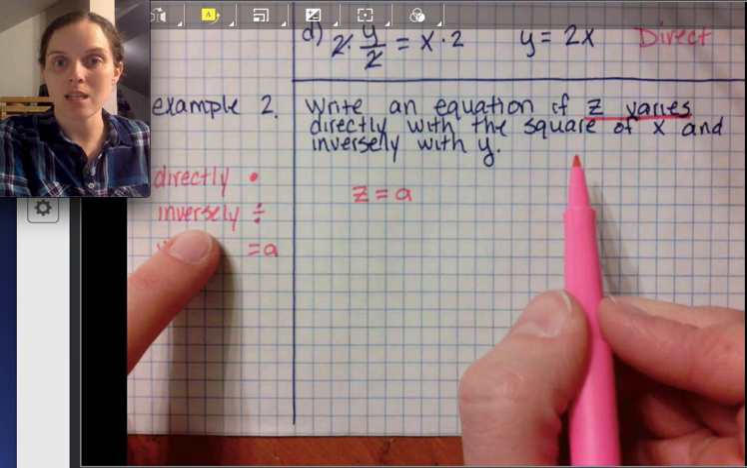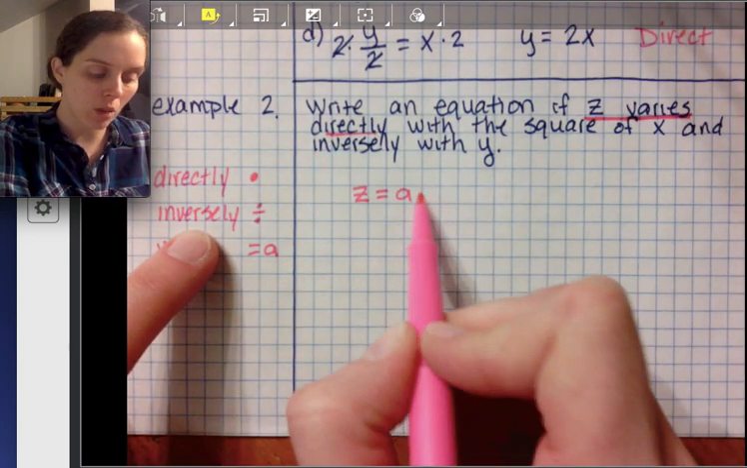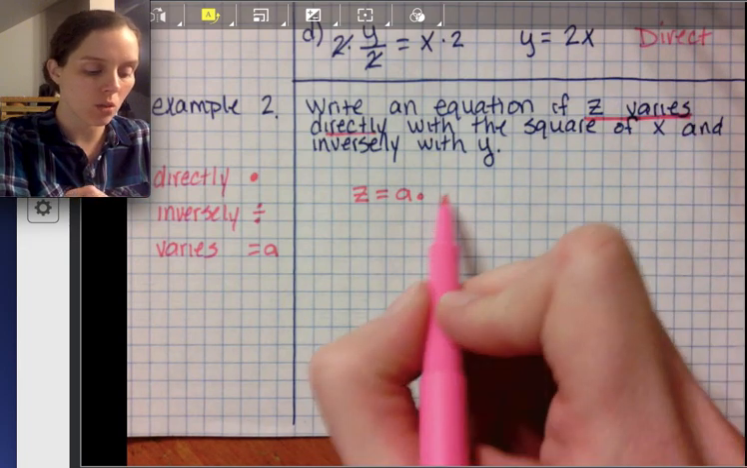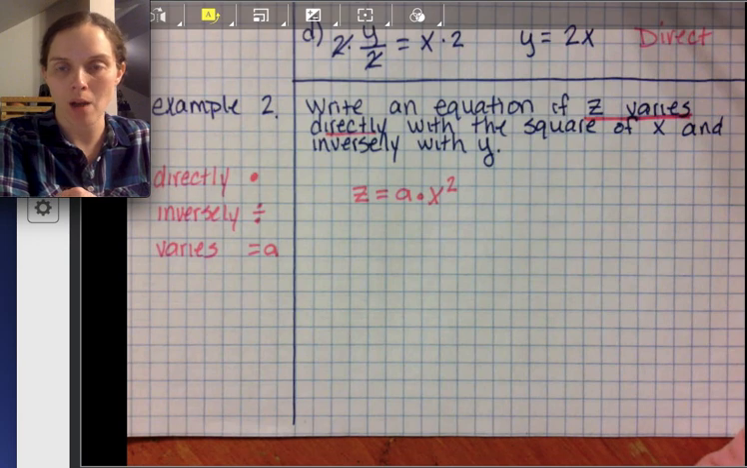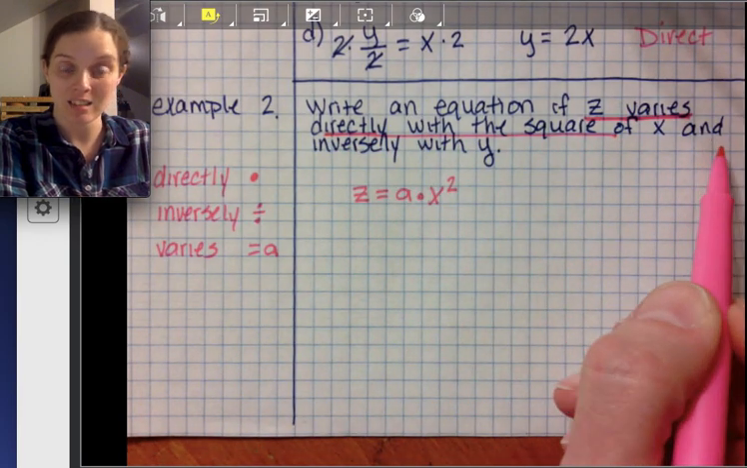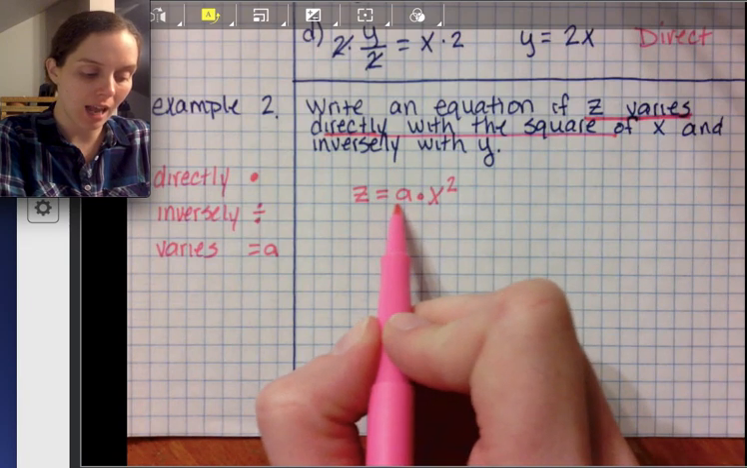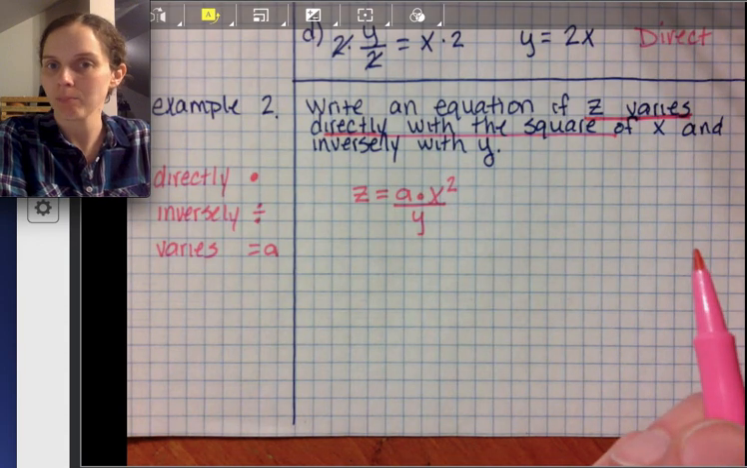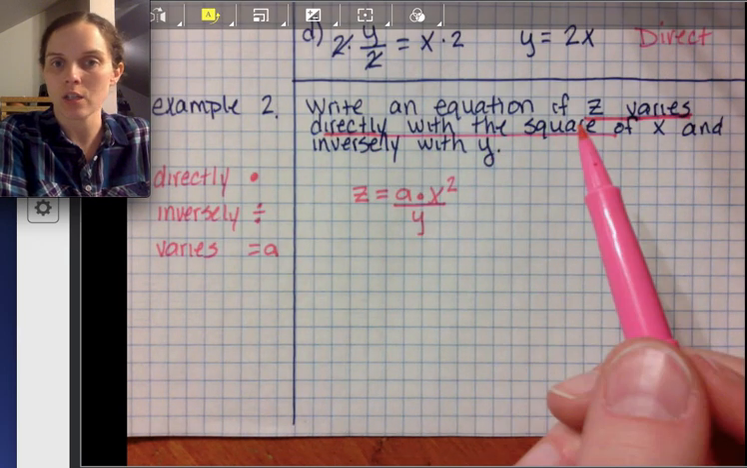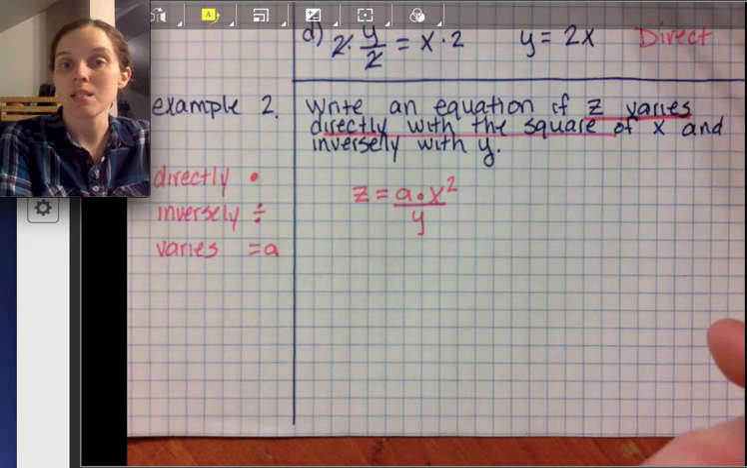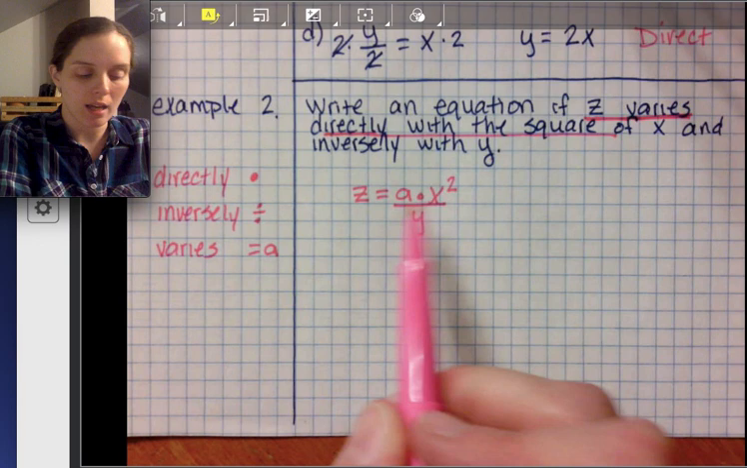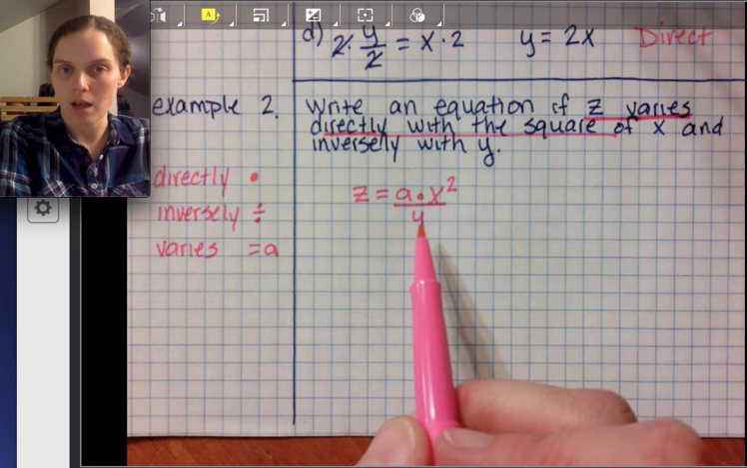Here it says Z varies directly, so I'm going to multiply with what? Not just with X, but the square of X. It does not say square root, it says square, so that means X squared, X to the second power. So we've got that first part: Z varies directly with the square of X. Next, and inversely. Inversely means now divide that A by what does it say? Y. So inversely with Y means divide by Y. And then this is just the equation. There is nothing else to do because we just want to write an equation. We're not finding the A, and there's nothing I can simplify. So again, Z varies, so Z equals A, directly with the square of X, so times X squared, and inversely with Y, divide by Y. That's it.